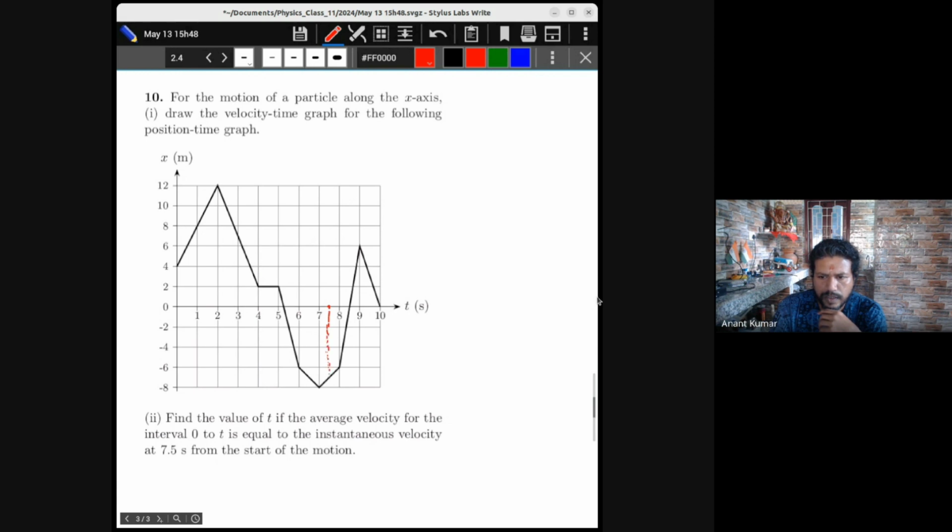वो तो बेसिकली इस लाइन का स्लोप होगा, क्योंकि that line is a tangent to this curve as well. यहाँ पे जो टैंजेंट लाइन और एक्चुअल कर्व तो एक ही है। So if I find out the slope of that line between 7 and 8 seconds, that should give us the value over here.